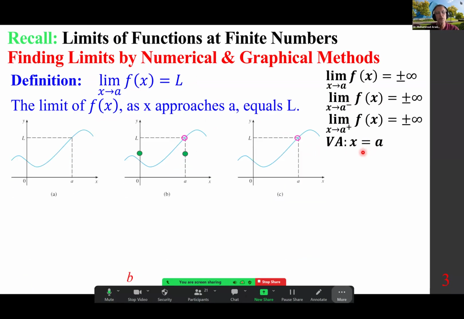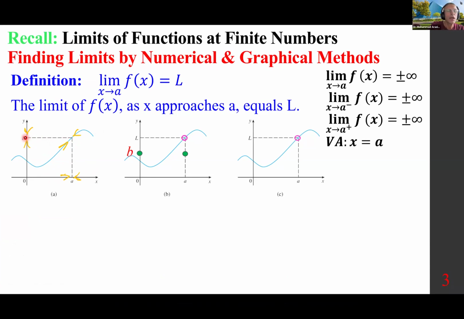When you look at all of these graphs, whether we come from the left or right of a, approaching a from the left or from the right, whether we approach it from the bottom or the top, we are moving towards this point having the y-coordinate L. In all of these cases, the limit of f of x as x approaches a is L.